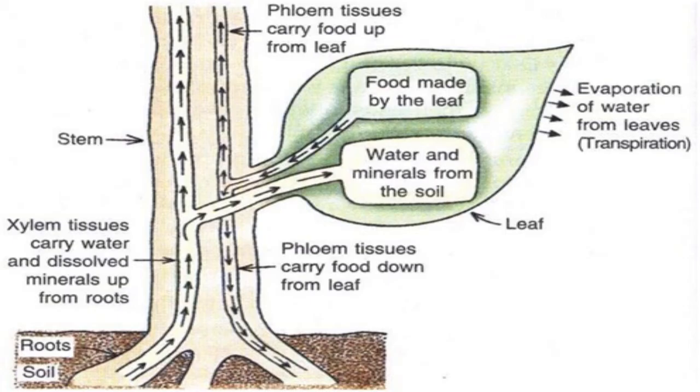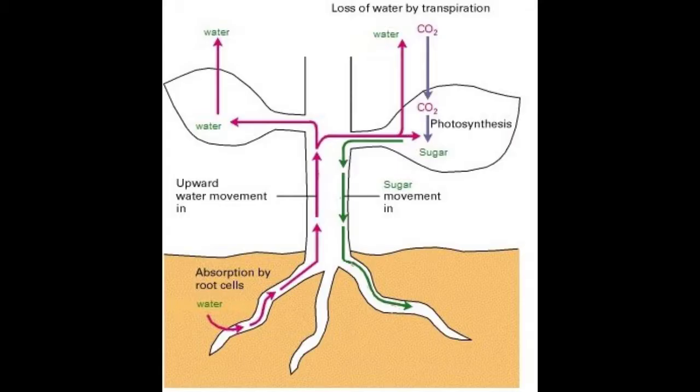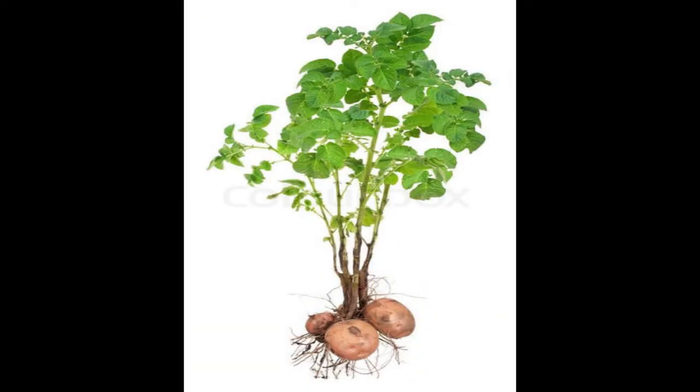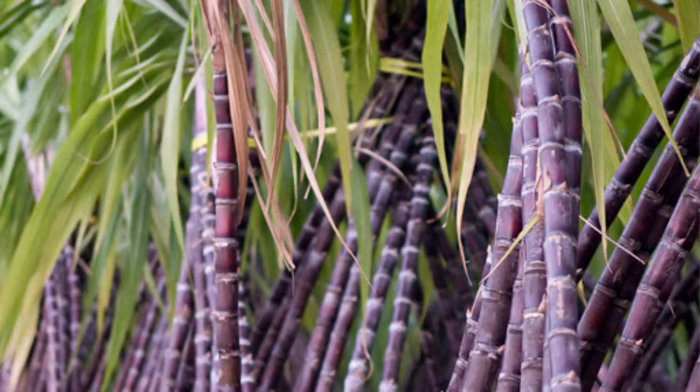Water and minerals from the roots travel up the stem and the branches to reach the leaves. The food made in the leaves goes through the branches and stem to other parts of the plant. The stem has tube-like drinking straws inside it. These help water, minerals, and food to go up and down. Stems of some plants, such as potato, ginger, and sugarcane, store food. We eat these stems.